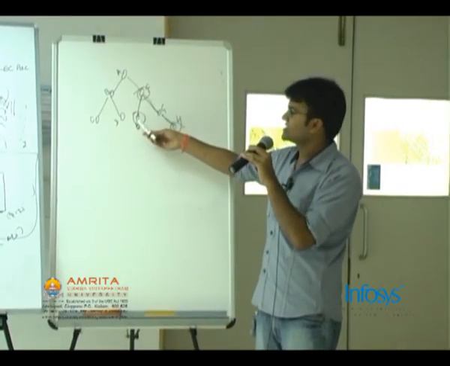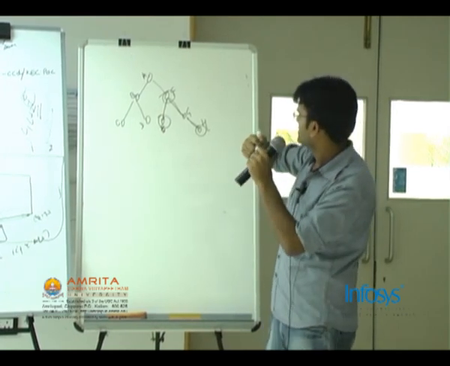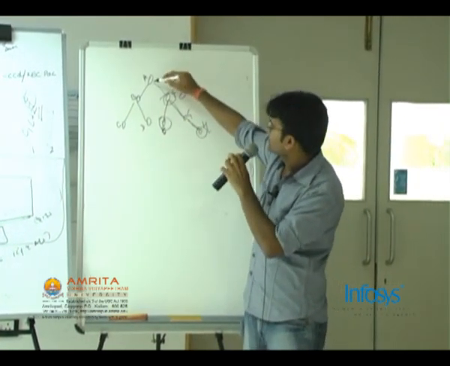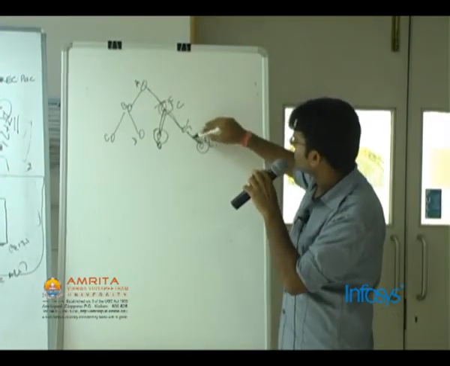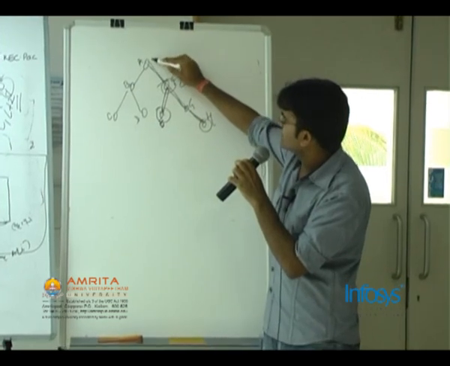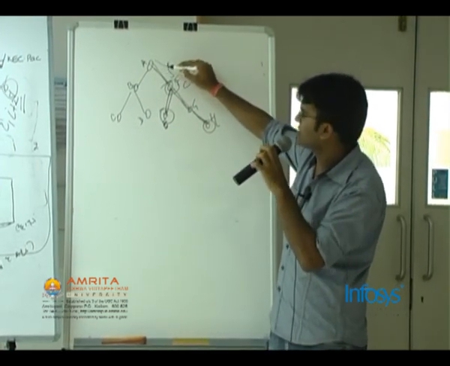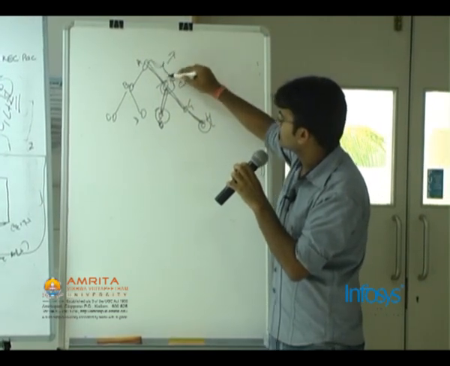You just find out what is the LCA of A and B. Let's say that is C. So what we do is, I find out what is the length of this path. I find out what is the length of this path, and since we have counted this twice and this was not a part of our solution, we subtract the length of this path. So what is this path?